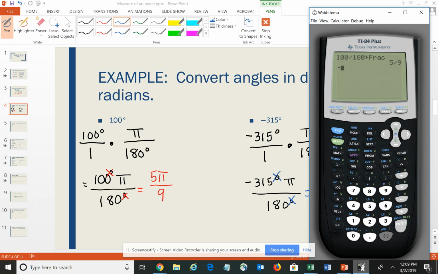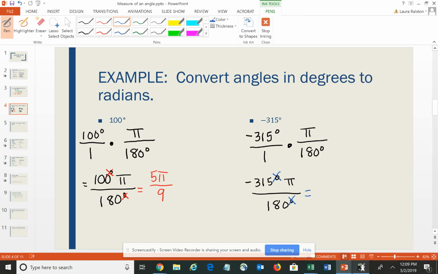I enter negative 315 divided by 180. I want to go back to math, option 1 for fraction, and it gives me the fraction negative 7/4. So ultimately here, the exact value is going to be negative 7 pi over 4. Okay, so negative 315 degrees corresponds to negative 7 pi fourths.